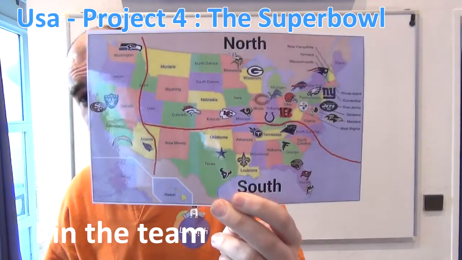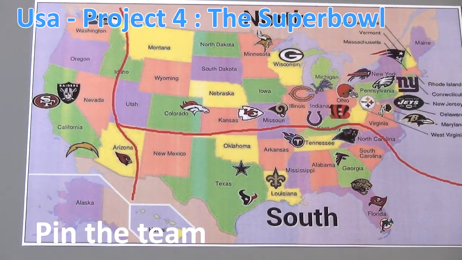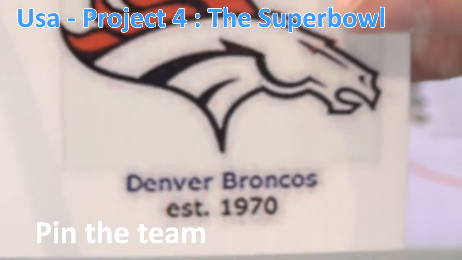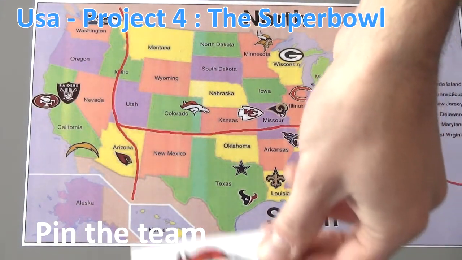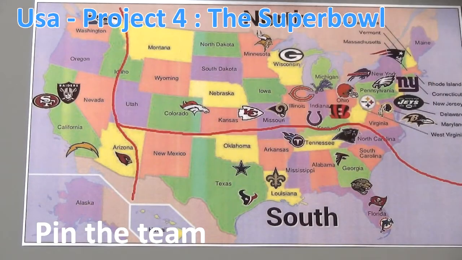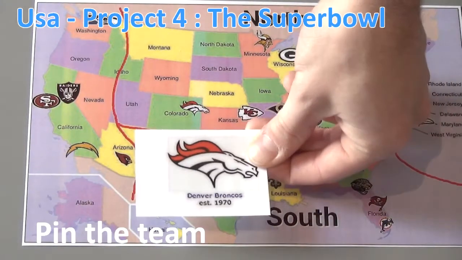And we're going to use this map to play Pin the Team. Now, the Pin the Team game is your typical pin the tail on the donkey game. You're going to blindfold one kid and tell them, okay, the team they need to find is the Denver Broncos, okay? And your classmates are going to help you get there. So, beforehand you would have taught them, go higher, go lower, go left, go right, etc.